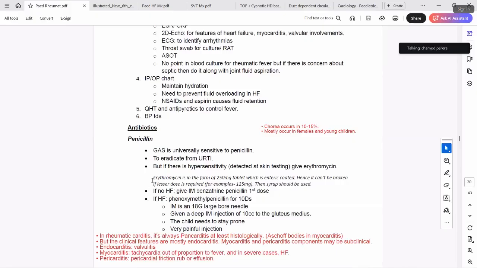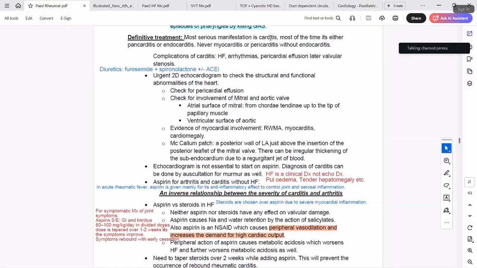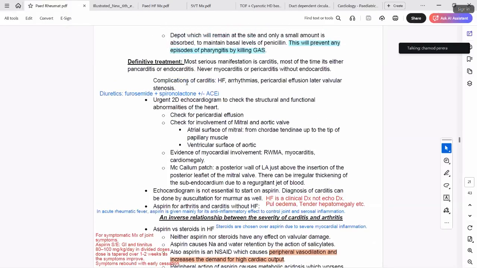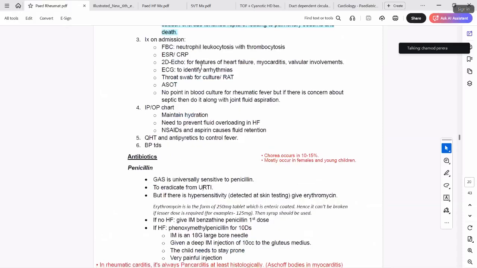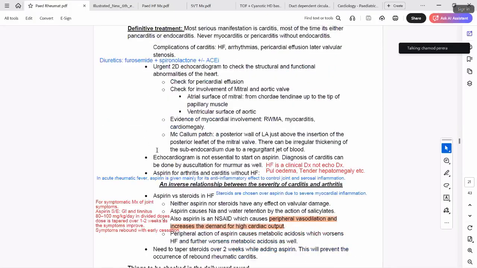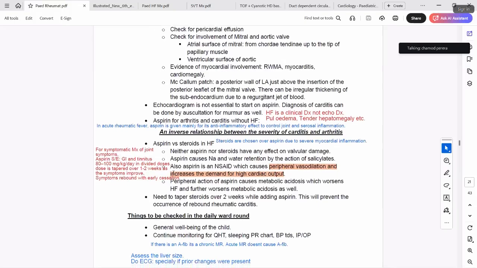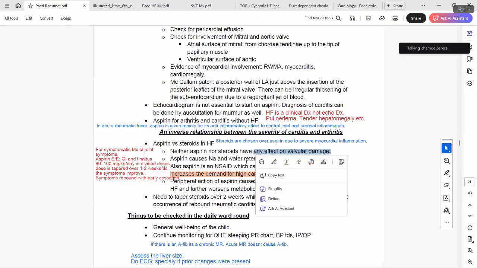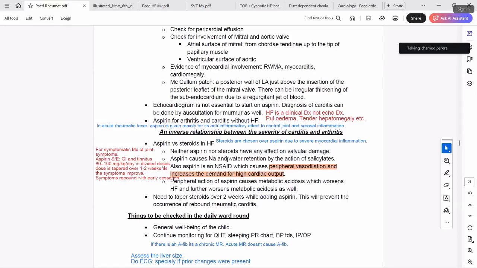Okay. Then the other important things in the management: one thing is penicillin, other things are important monitoring, investigations, and strict bed rest. And doing the echocardiogram is important. And the other most important thing in the management is the aspirin and the steroid supplementation to the patient. They don't have any effect on valvular damage, right? You need to know that. But aspirin is an anti-inflammatory agent. Aspirin is given because there's a whole lot of serosal inflammation that is happening. So aspirin is given mainly for this anti-inflammatory effect.